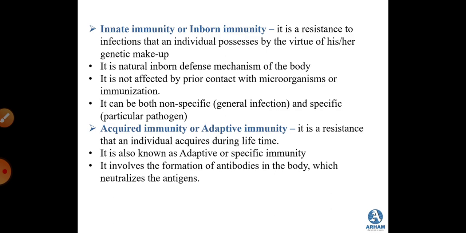Whereas if we speak about innate immunity, it can be both. It can be non-specific, it can be specific. When we say it is non-specific, it is fighting against general infection. In the other case it can be specific as well, and when we say that it is specific, a particular pathogen is concerned. So when it is fighting against a particular pathogen, it becomes specific, and when it is fighting against any general infection, it becomes non-specific. So students, these are the basic differences between innate immunity and acquired immunity.